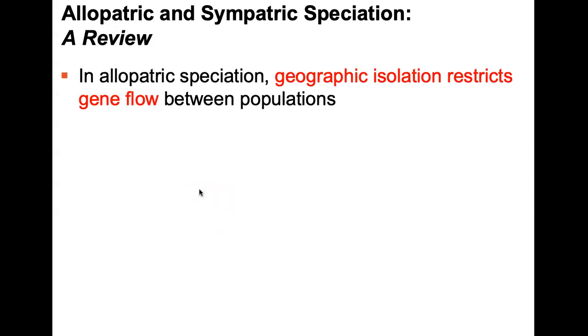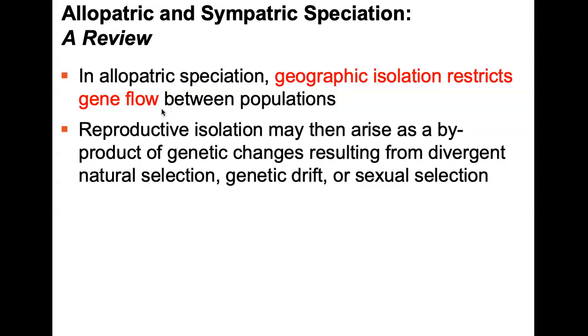So today we're going to talk about sympatric speciation and allopatric speciation. As a reminder, in allopatric speciation, there has to be a geographic isolation between two populations, and that restricts the gene flow, right? So what we mean by that is because two populations are geographically separated, they cannot interact, and they cannot even attempt to mate because they simply won't be able to see each other. And then reproductive isolation may arise as a byproduct of genetic changes resulting from divergent natural selection, genetic drift, or sexual selection. This is a lot of words. What do we mean by that?